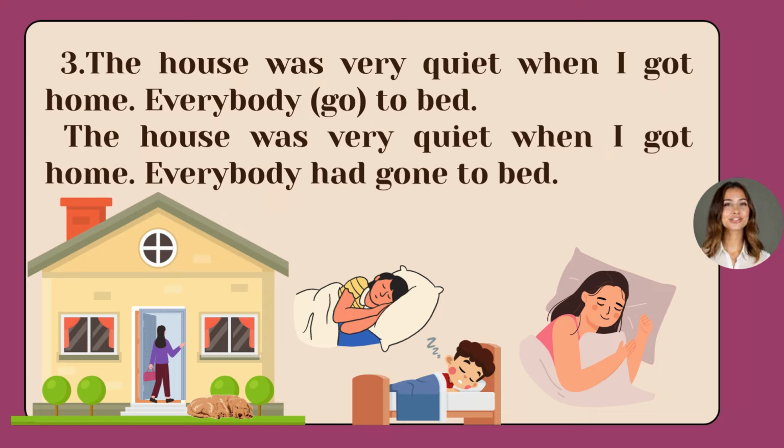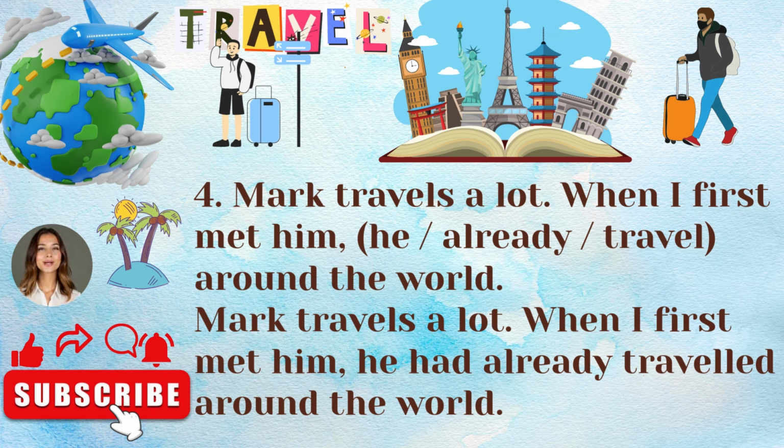The past perfect is used to show that the action, going to bed, was already finished by the time you arrived. You didn't watch them go to bed. You arrived after they had already gone. Let's see what happens if we used past simple. Everybody went to bed. That could mean they went to bed after you arrived, but that's not true. They were already in bed. That's why we say, everybody had gone to bed. It's an action that happened before your arrival. That's the job of the past perfect. It helps us show the earlier past. First, they had gone to bed. Then, you arrived.